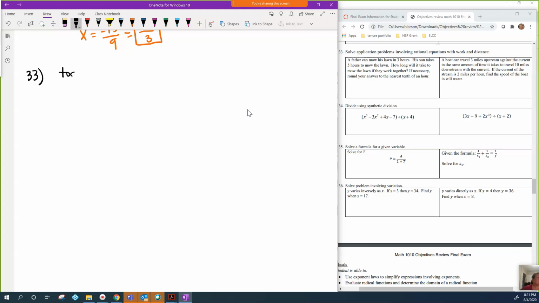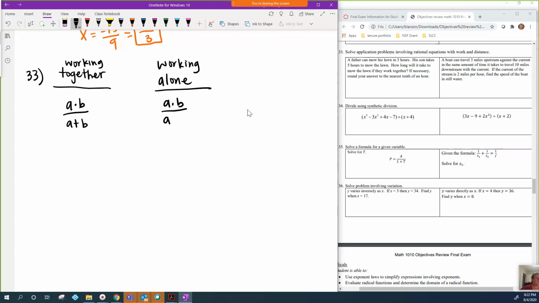So if you're trying to figure out the time that it takes working together, right, then there's a little formula that you can use that says A times B over A plus B. And if you're trying to figure out the time it takes for someone to do some work by themselves, so working alone, then it's A times B over A minus B. And you just need to make sure that your A is always the bigger number.